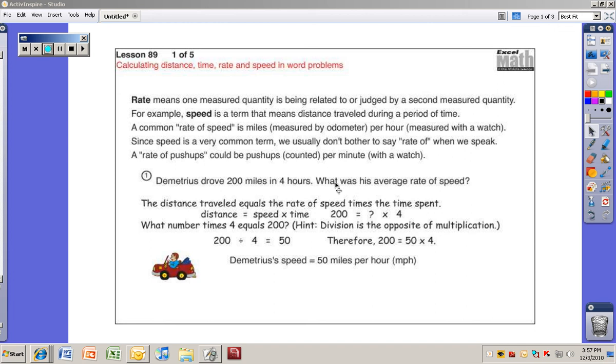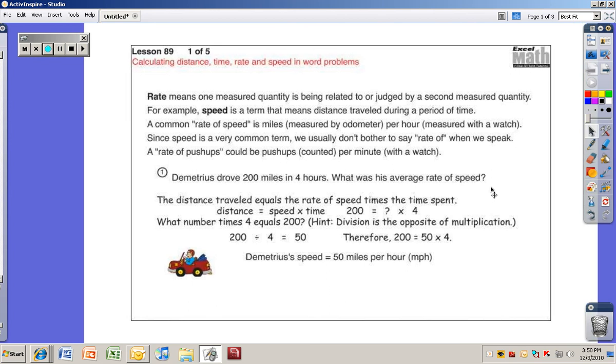So number 1, Demetrius drove 200 miles in 4 hours. What was his average rate of speed? It tells you that the distance traveled equals the rate of speed times the time spent. Basically it's speed times time equals distance. For these problems, when you see a rate problem or a speed problem, I want you to write this on your paper to show your work right away.